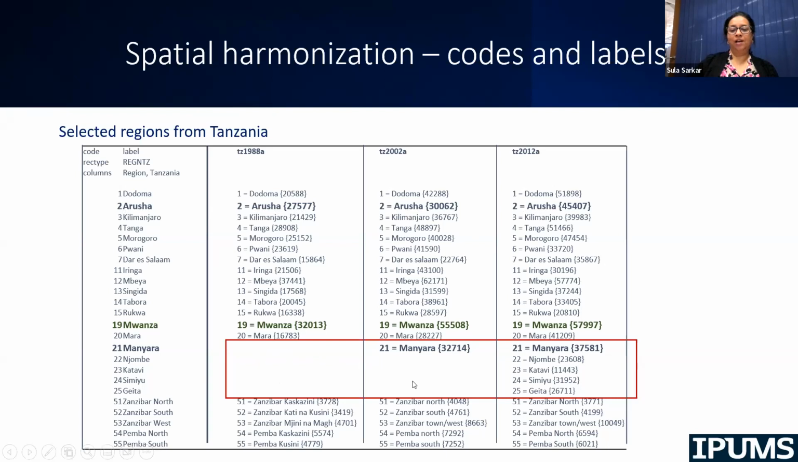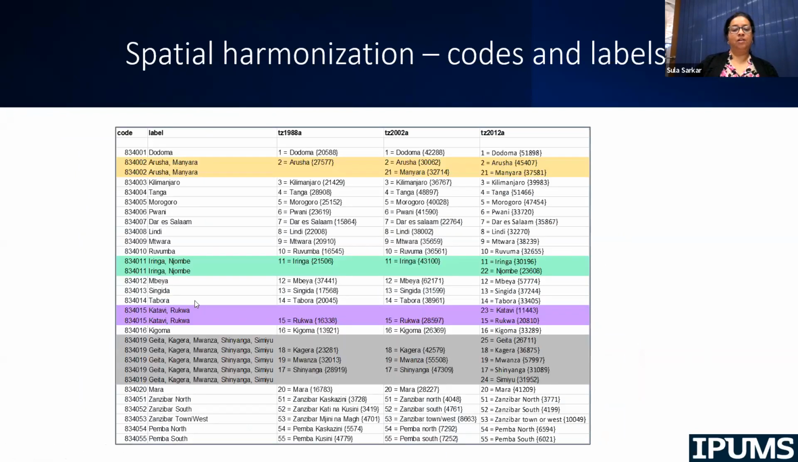And then you also find a lot of empty units, like Mayanara, which suddenly emerged in 2002 but was not there in 88. So how do you deal with the problem in the data? You just look at a map and line it up so you know what was created from what. With our Arusha example, Arusha split to form Arusha and Mayanara, which is why we have combined these into 1 unit. IPUMS does this for you. You don't have to look at a map or do it.